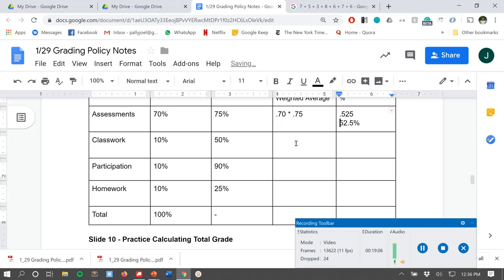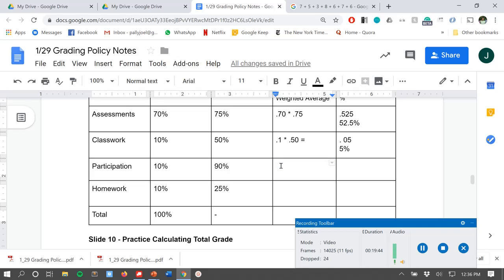We're going to keep on going. 10% changes to 0.1. We're going to move that decimal over 2 spots. 1, 2. 50% changes to 0.5 because we bring that decimal 2 spots over. 0.1 times 0.5 gets us 0.05, or 5%, because we're going to bring that decimal back now. 1, 2. Okay.